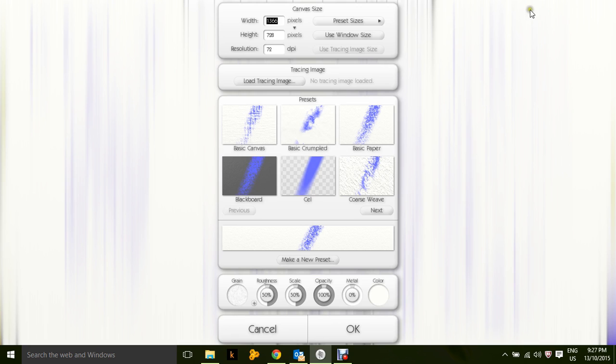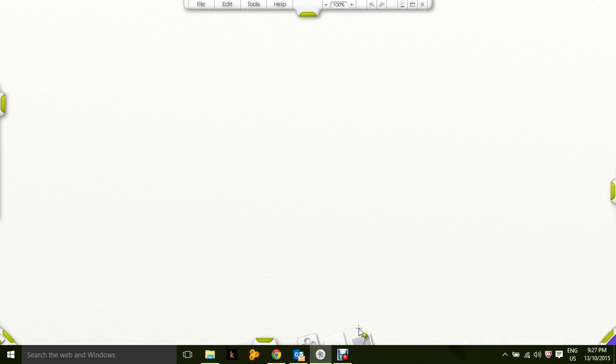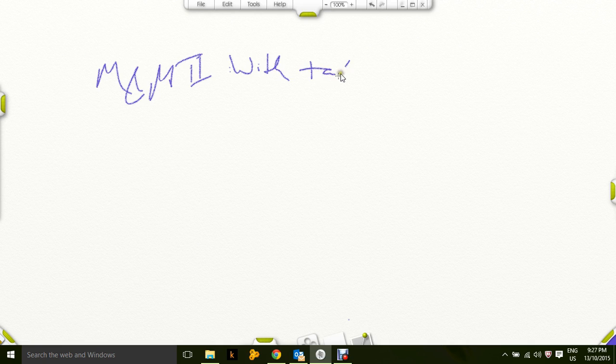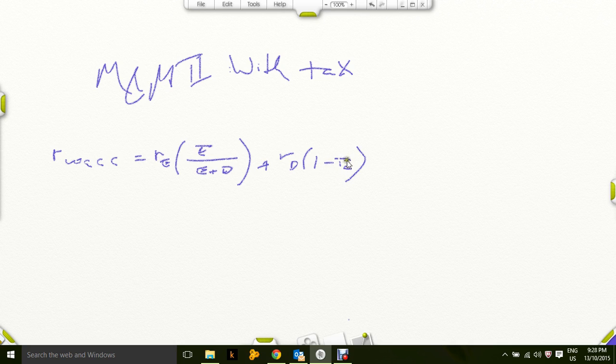There's not much information on the M&M Proposition II with tax, but the formula for that is super simple, and you've already covered it in previous weeks. Let me just get to the top of the screen here. There we go. So this is M&M Proposition II with tax. Now I'm not going to say much because the formula is in your formula sheet, and it is literally this. The weighted average cost of capital for the firm is equal to the return on equity, E over E plus D, plus the return on debt, times 1 minus the tax rate, that's a T by the way, times the total debt over equity plus debt.